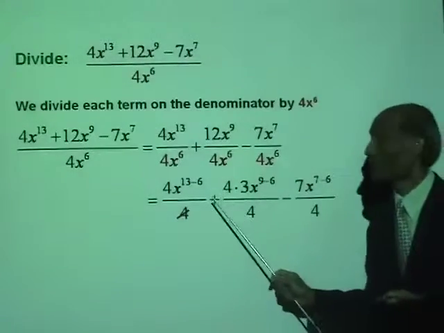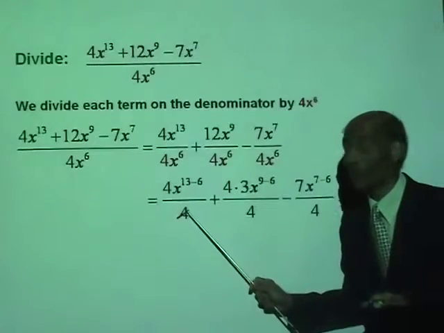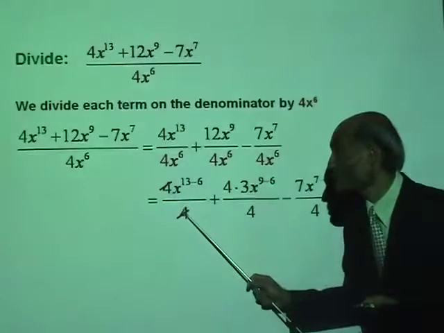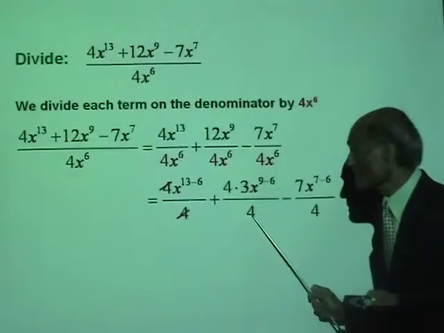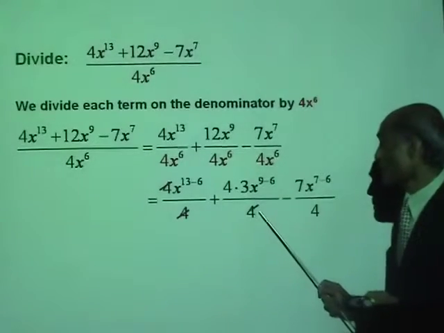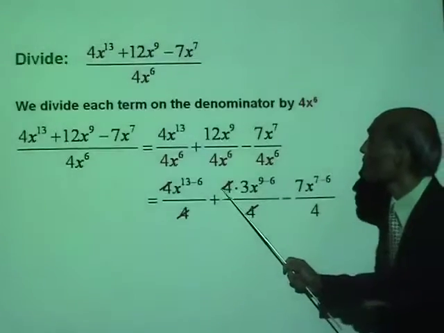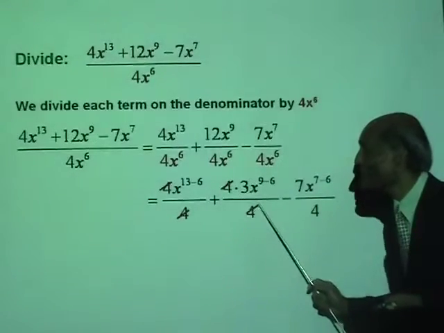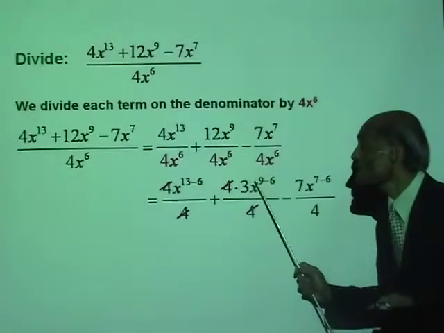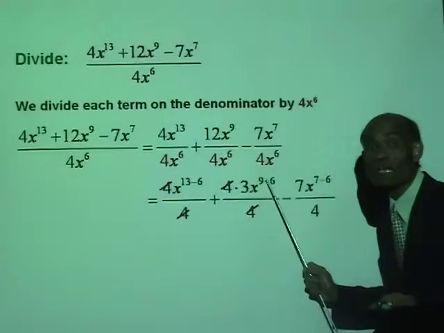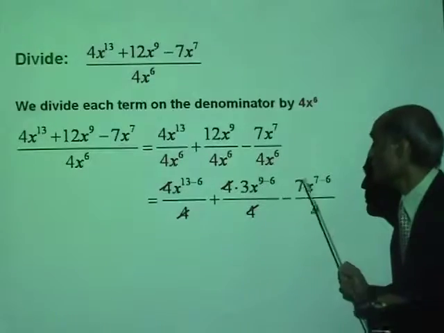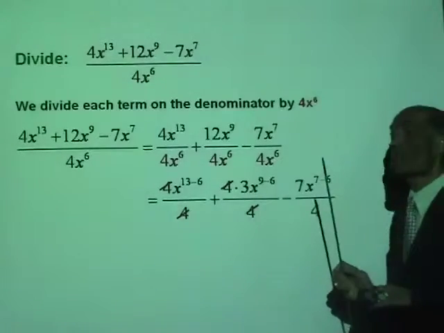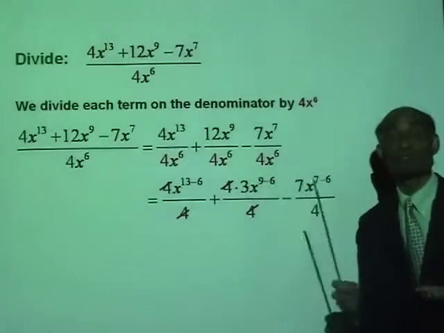Alright? And now, in the first term, 4 on the denominator goes with 4 on the numerator. They cancel. In the second term, similarly, 4 on the denominator goes with 4 on the numerator. Now, what is my second term now? The second term is 3x to the power of 3. 9 minus 6 is 3. Minus, well, there is nothing to cancel here. X to the power of 7 minus 6 will be x.